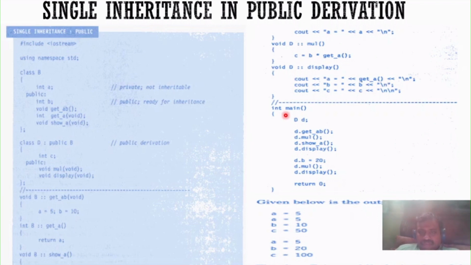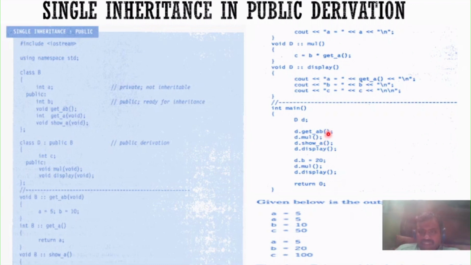Now we are going to call the member functions in the main. Int main, class D, which is going to create an object of type D, small d. Small d is the object of type class D. Okay. D dot get A B, as you know how to call the member functions by using the objects: D dot get A B, D dot multiplication function, D dot show A, D dot display. So now it is going to display the content.